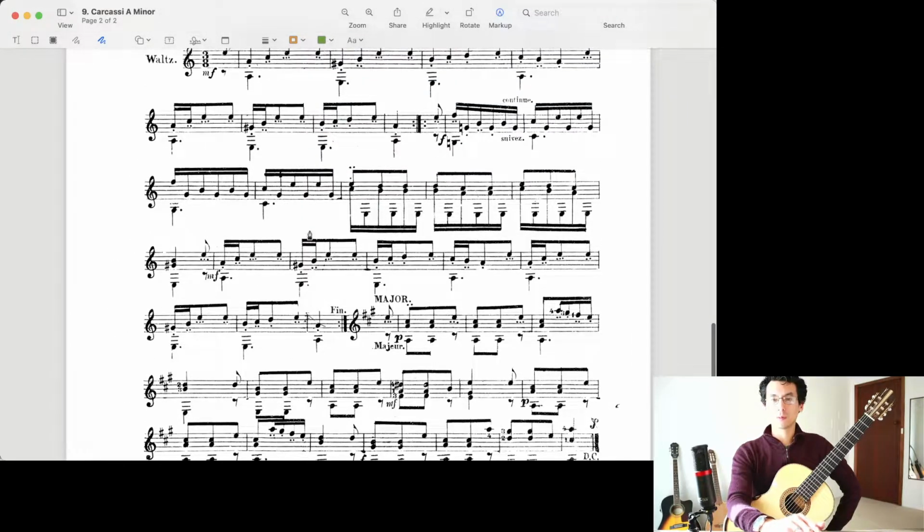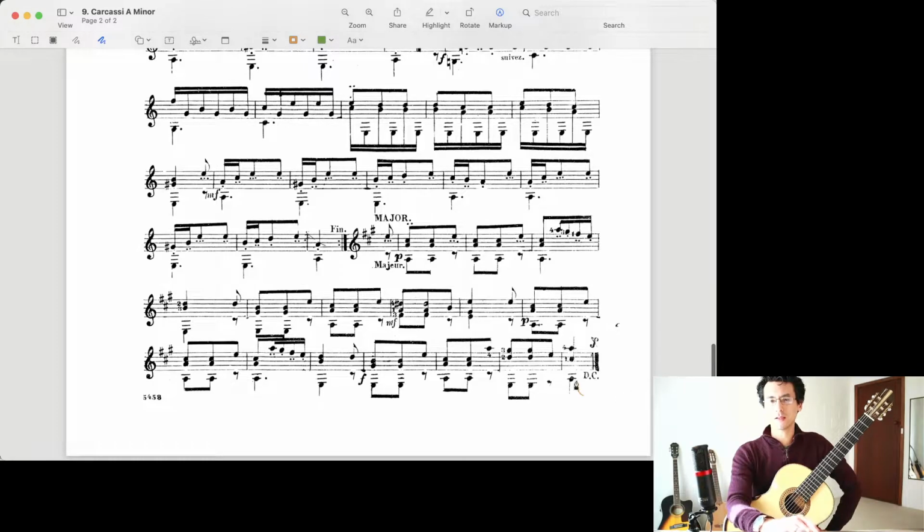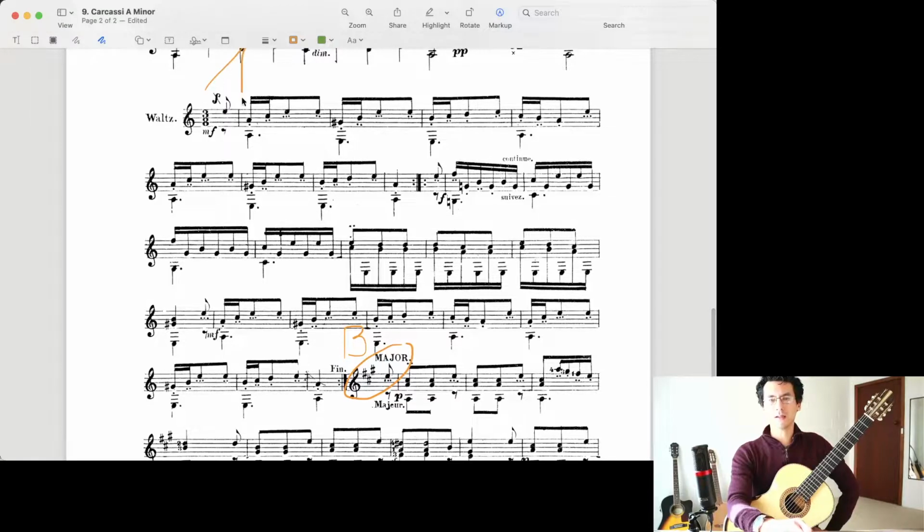So the first thing we want to do is think about the form, think about the keys, and maybe the phrase structure. With a big piece like this, we see the DC over there. It's probably ternary form, although there are sections within sections, so we're going to have some kind of nested or embedded form. We see it says major, so that's probably the B section there. So that makes that the A section. All right, so form and keys, think about phrasing.